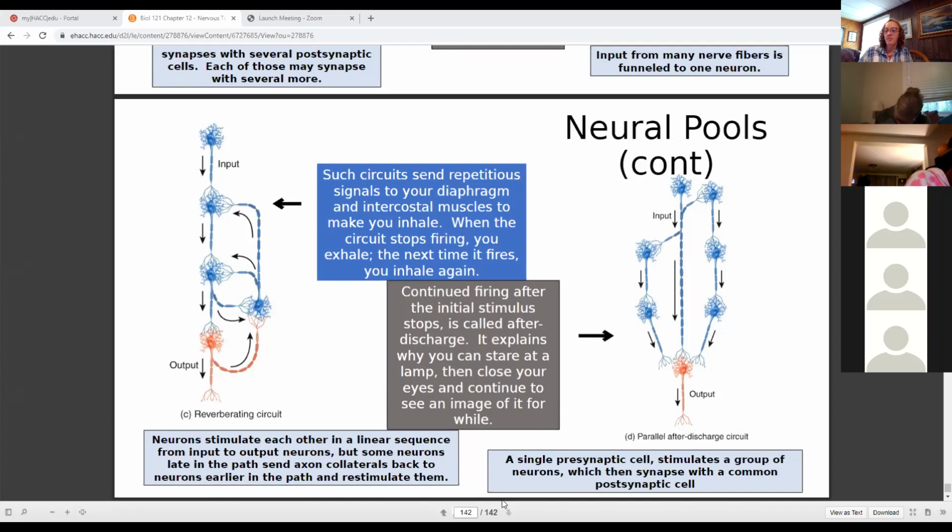This allows for an after discharge effect. This is where you can stare at a lamp and then you close your eyes and continue to see an image of it for a while.